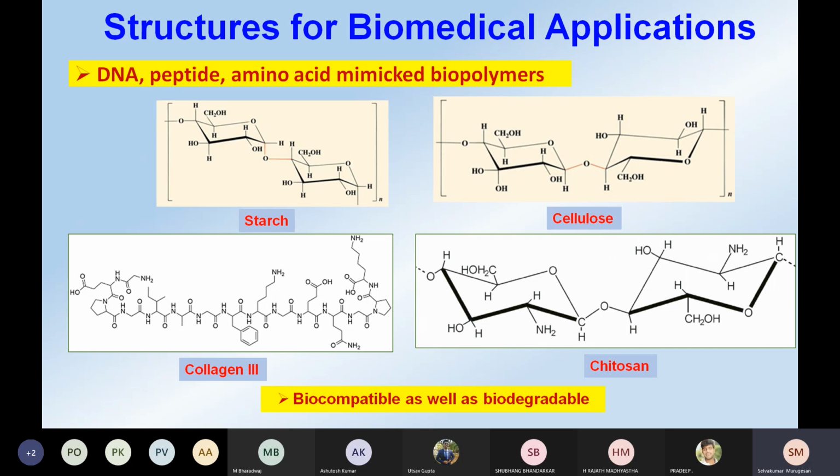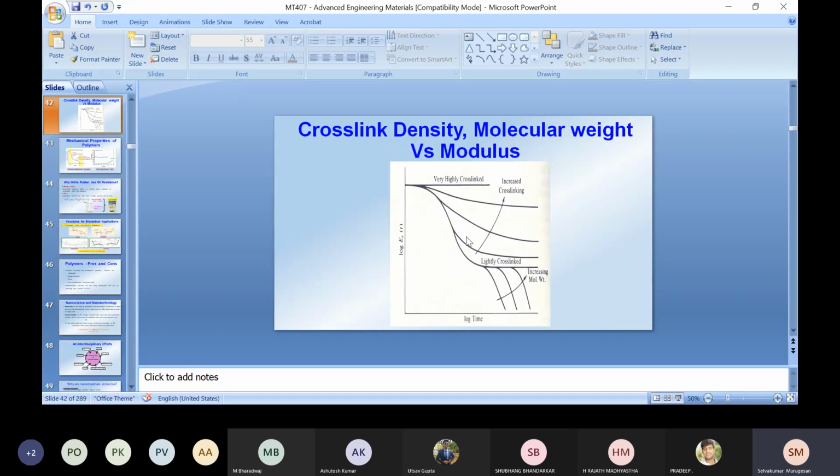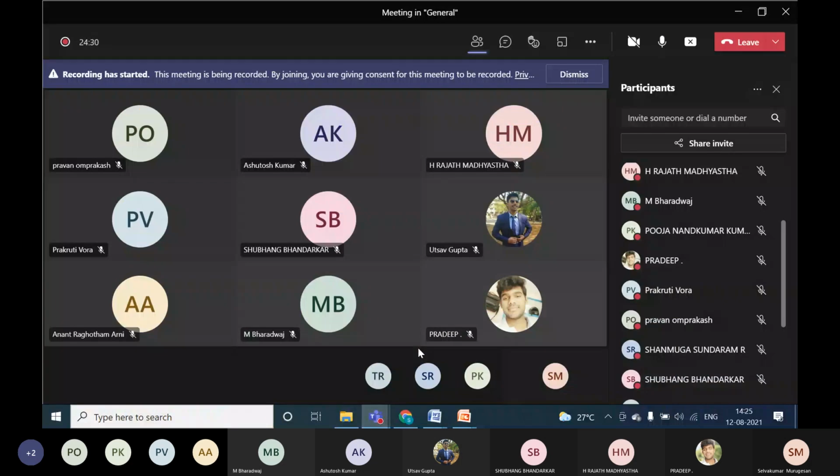So now you're seeing different structures of biopolymers like starch, cellulose, chitosan, and collagen type 3 and 2, etc. So now tell me why these polymers are preferred for biomedical applications. Any idea? So biomedical applications means they can be used as a tablet, a bandage, a scaffold, and they can be used as surgery sutures. So why is it so?